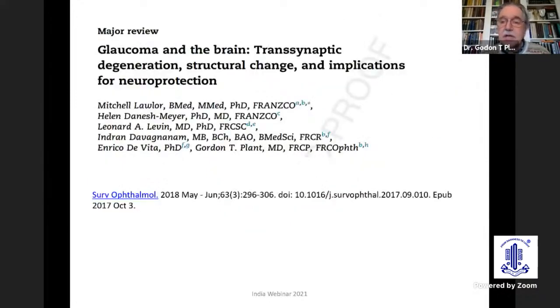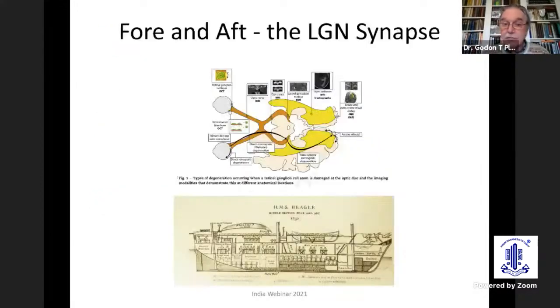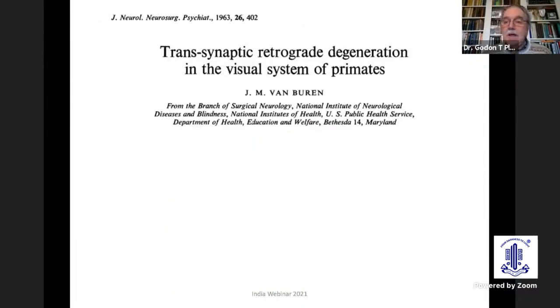We've reviewed the possibility that all of these changes, which are seen in the central nervous system in glaucoma, can be explained by damage at the level of the retinal ganglion cells, and these are the various locations and how we can image this type of damage, but it can all be ascribed to retinal ganglion cell damage.